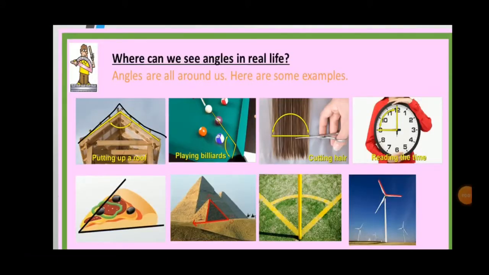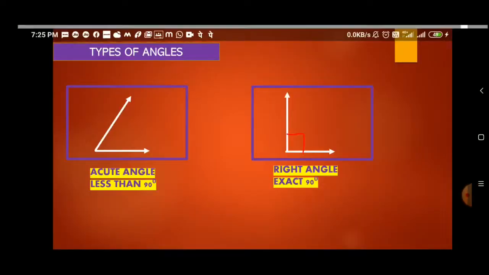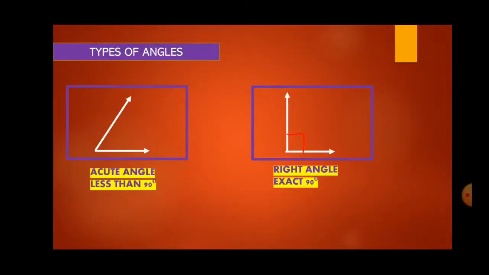Angles are all around us. Where can we see angles in real life? We can see them when we play games, when we read the time, when we eat pizza, when we see the windmills. We can see the angles all around us. So now let's discuss about the types of angles.